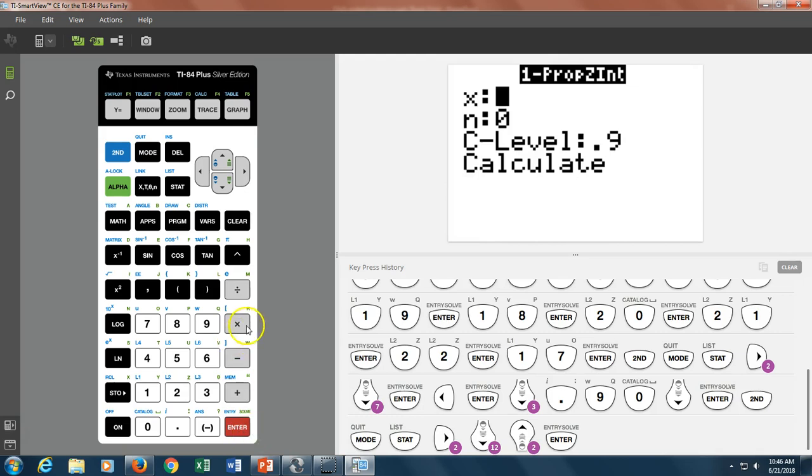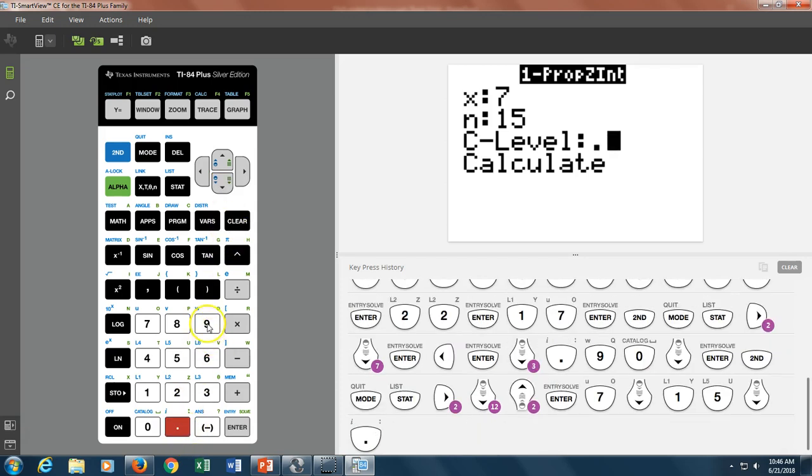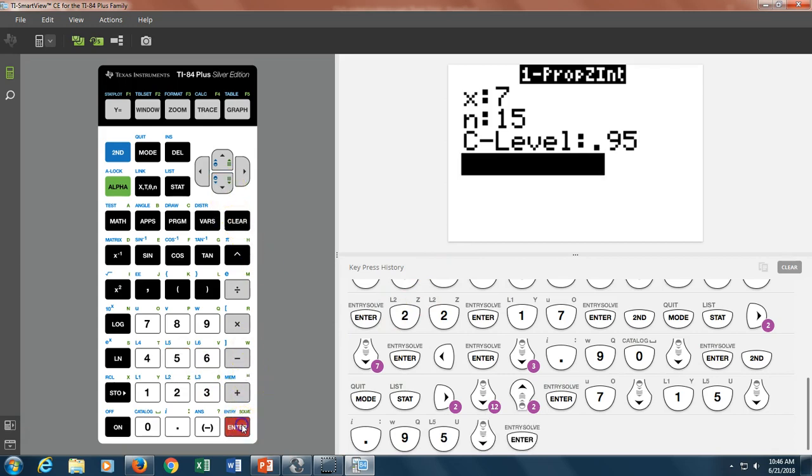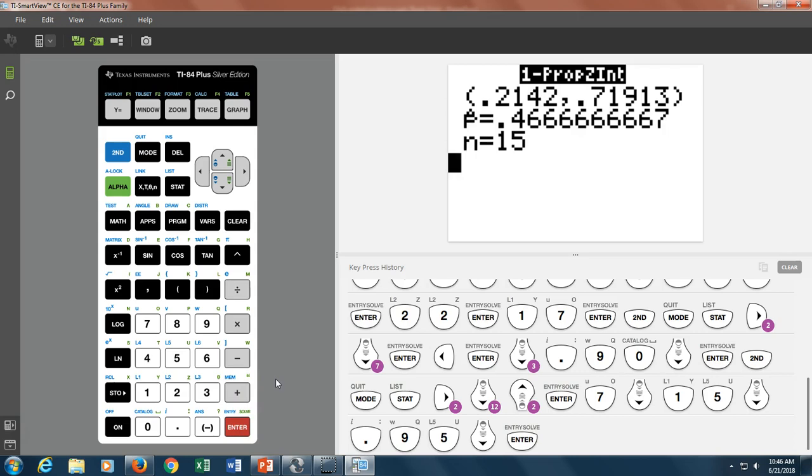And notice how easy it is to enter this. Remember, it was 7 out of 15, so 7 out of the 15. And the confidence interval, what did I say? I said 0.95. Calculate that. Now that is p hat. That means a proportion. The point estimate for the proportion is 0.466, and that is the middle of our confidence interval, from about 0.2 to about 0.7.